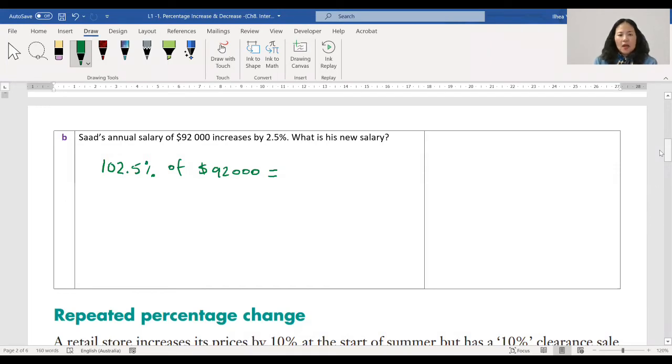Because $92,000 was 100%, now it's 102.5%. Okay, so that's what we are looking for. So what I'm going to do is 102.5 divided by 100. If you're not confident with the decimals, use your calculator or just write it and divide by 100. And then times by 92,000. Okay, so when you do that, you will get 94,300. So he will get 1,300 more, per annum, yeah.